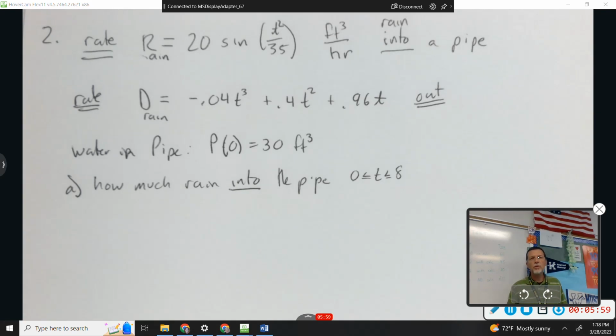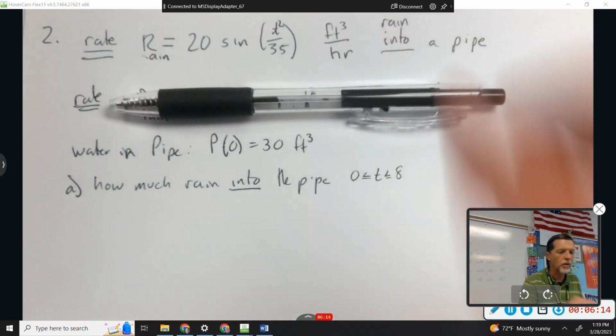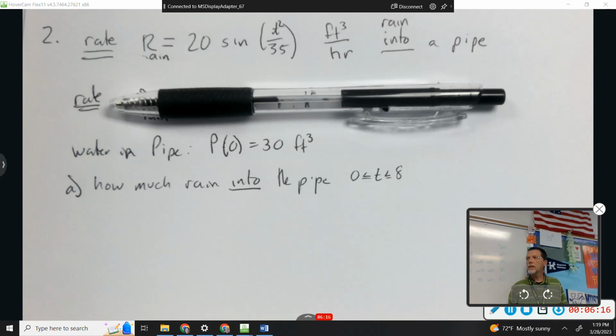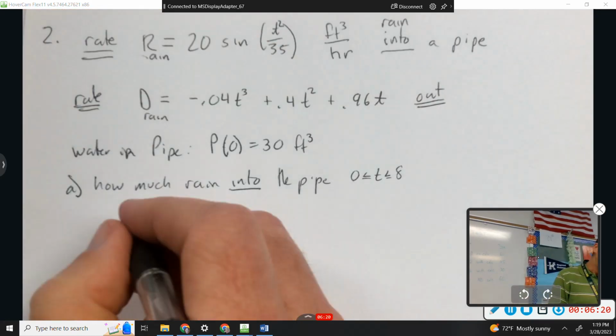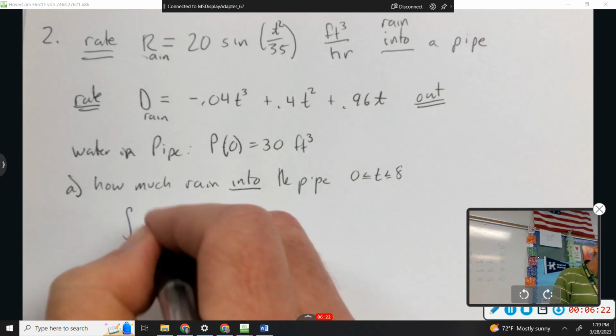So I know the rate at which rain is flowing into the pipe. That's R. But I want to know how much flows into the pipe. So what do I do with R? I'm pretty sure D isn't part of this problem because I only want what's going in. Take the integral. So I will integrate R.